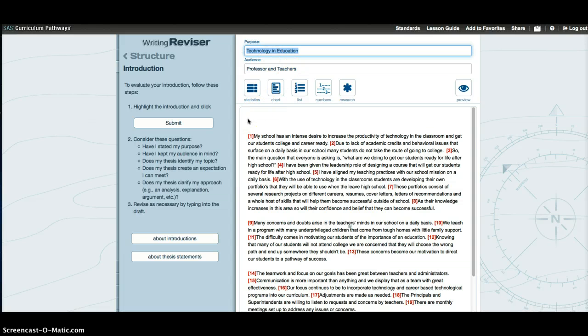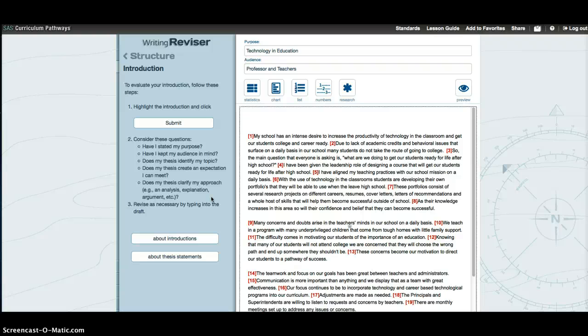All right, I thought it was very interesting how they asked kind of like essential questions that I can use to help make the essay a little bit more productive. Have I kept my audience in mind? Does my thesis identify my topic? Does my thesis create an expectation I can meet? And does my thesis clarify my approach, example, analysis, explanation, argument, etc.? Those are important questions to consider when writing our introduction.